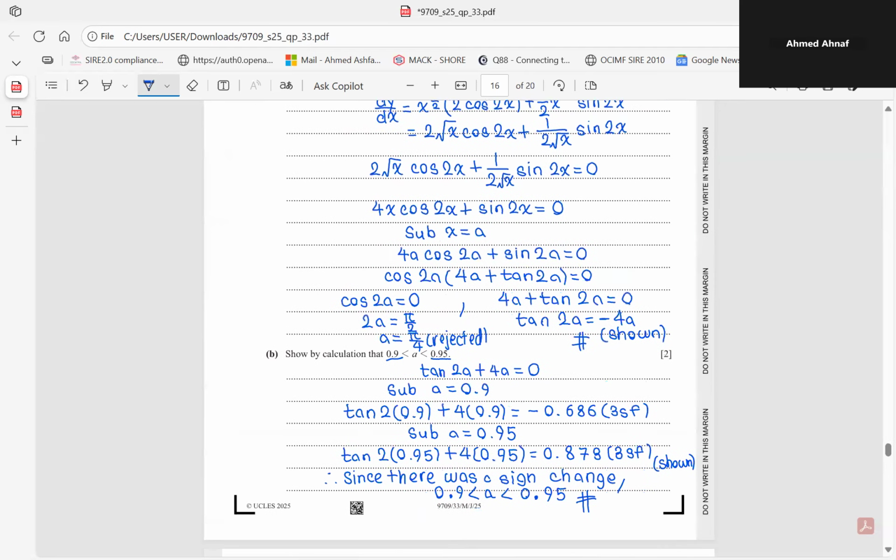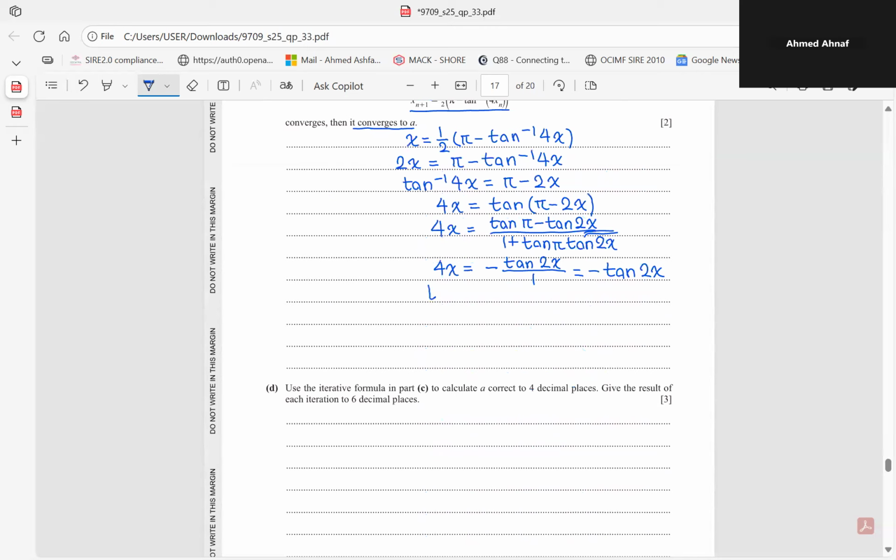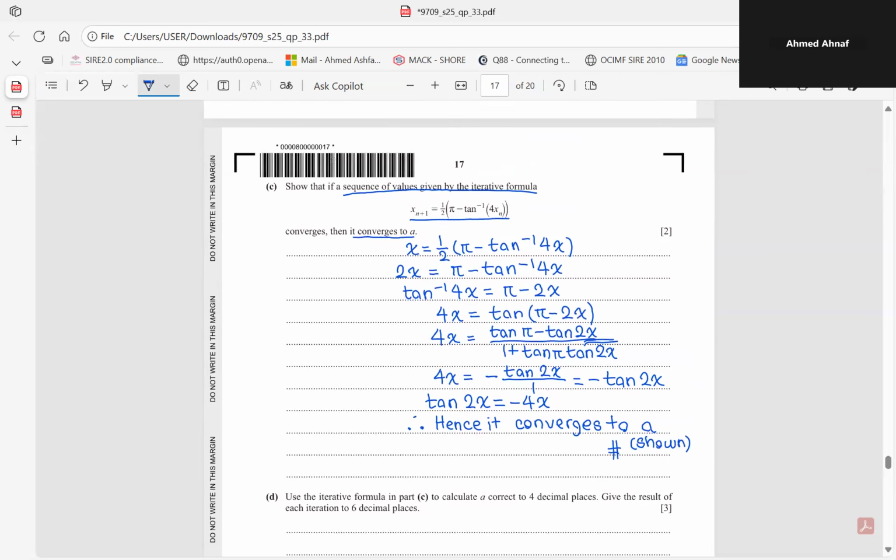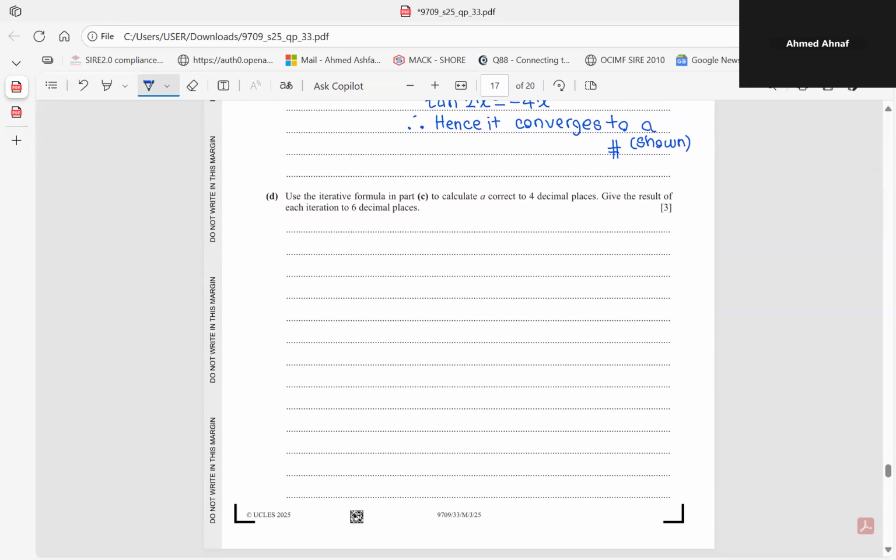Let's see. Okay, we're very close. Just make tangent 2x the subject, so you get tangent 2x equals minus 4x. And here you can conclude that hence it converges to A. Shown. So this is our final answer for this part. Let's head on to the final part.